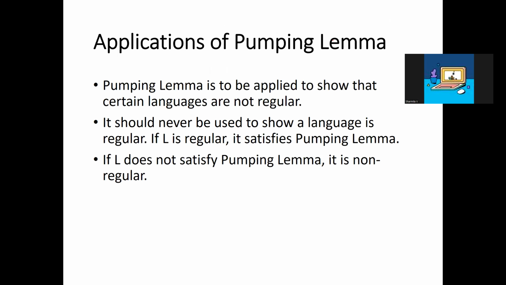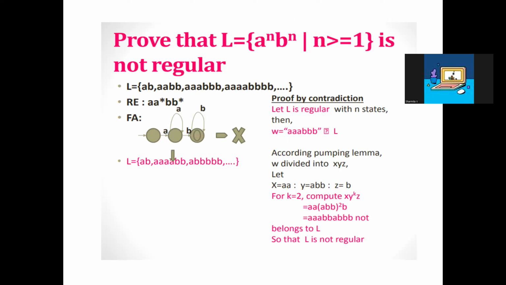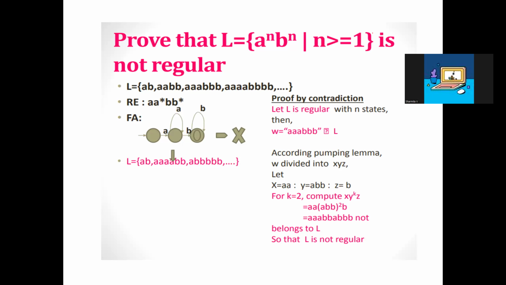The pumping lemma is used to show that a language is not regular, and is never used to show that a language is regular. If L is regular, it satisfies the pumping lemma. If L does not satisfy the pumping lemma, it is a non-regular language. To prove this, a power n, b power n, n greater than or equal to 1, is not regular. We are using three steps. The first condition is that y is not equal to epsilon. The second condition is that the length of xy is less than or equal to n. The third condition is that the resulting string belongs to L. Using that, we are proving the pumping lemma.